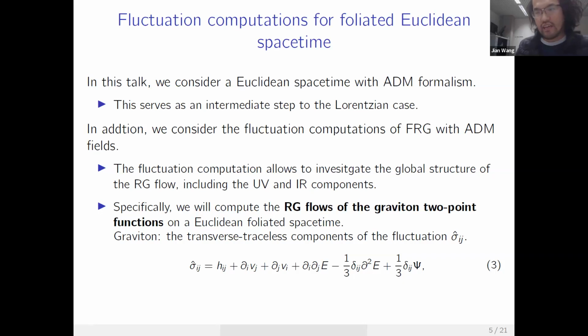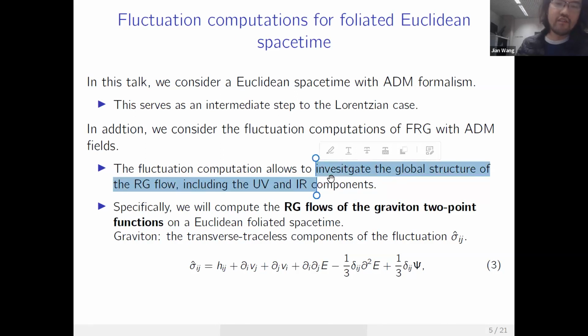In addition, we will go beyond the background computation and carry out the fluctuation computation of FRG in the ADM fields. The reason why we want to carry out the fluctuation computation is that this fluctuation approach allows us to investigate the global structure of the RG flows.